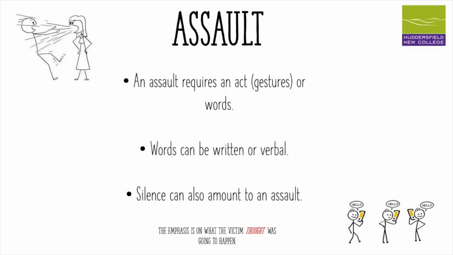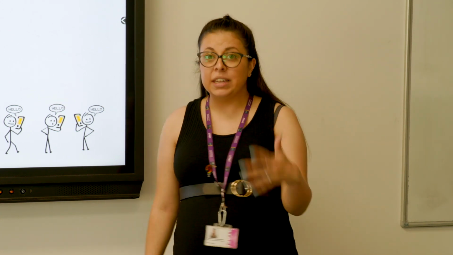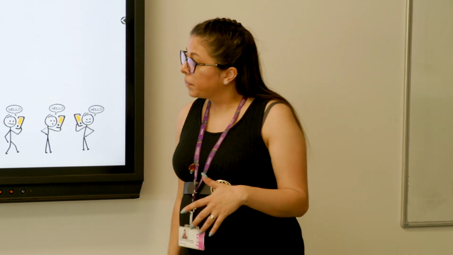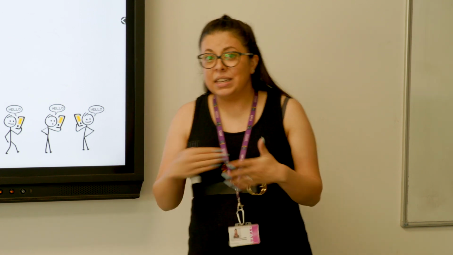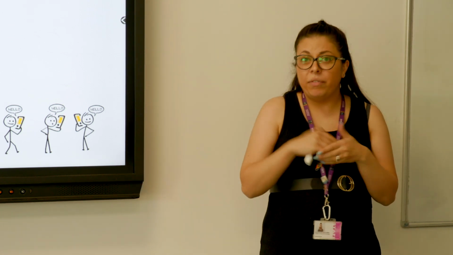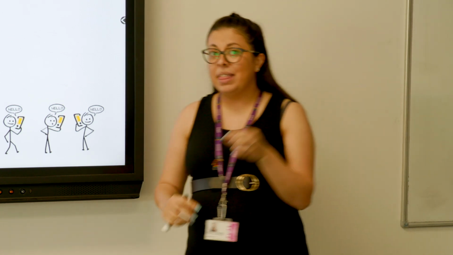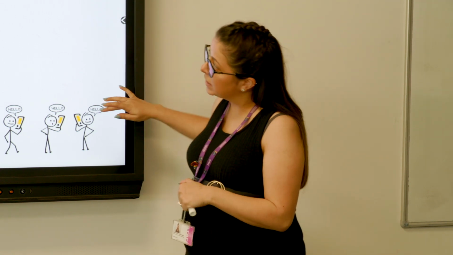An assault can be committed through an act or gestures, swearing at someone really aggressively potentially, or words. The words can be written or verbal, and silence can also amount to an assault. The focus is on what the victim actually felt. So, we look at not what the defendant intended per se, but what the victim thought was going to happen, and that is key to whether an assault has been committed.